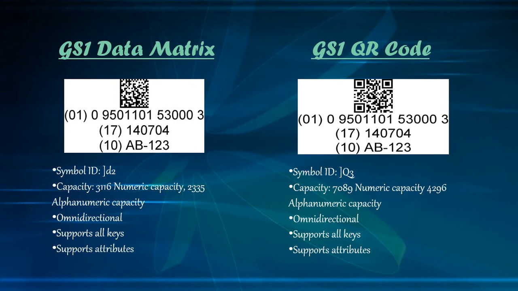It contains the following data. As you can see, it has the global trade item number, expiry date, batch or lot number, and a unique serial number in randomized manner.